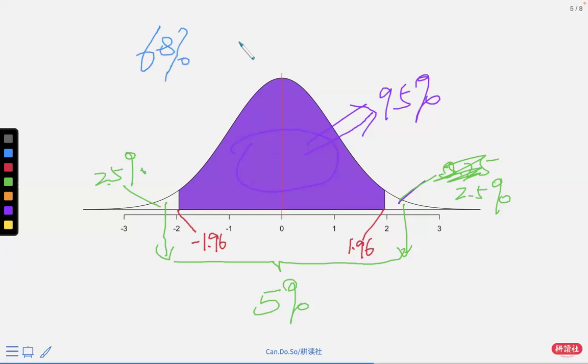If you still remember, you remember that 68%, 95%, and 99.7% correspond closely to 1, 2, and 3 standard deviations.